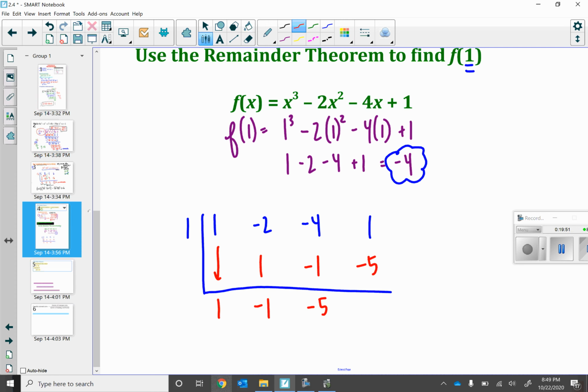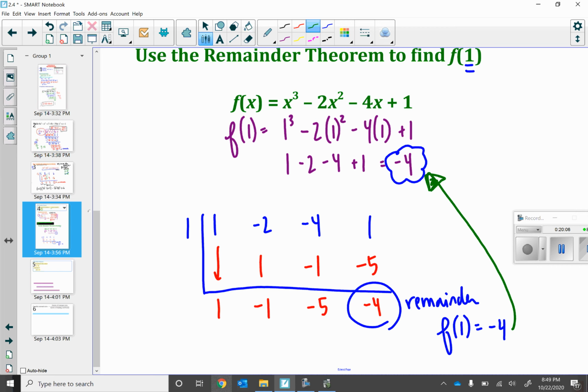When I add these, 1 minus 5 is a negative 4. Notice, this is our remainder. And what we are saying here is f of 1 is equal to -4. It's another way to get this same answer. Now you might be thinking, why would I do this over that? And honestly, I don't really know. But there might be occurrences when it's probably faster to use synthetic division than it is to plug in the value. Now, that's not quite all we can do here.